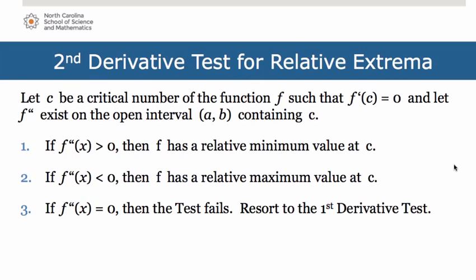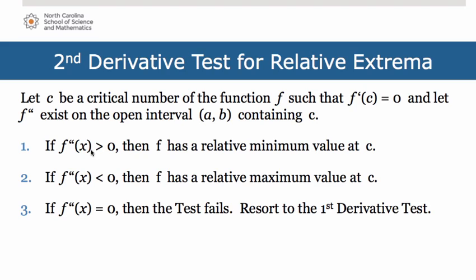That brings us to the statement of the second derivative test for relative extrema. Let c be a critical number of the function f such that f prime of c equals 0, and let the second derivative of f exist on the open interval from a to b containing c. If the second derivative is greater than 0, then f will have a relative minimum value at c. If the second derivative is less than 0, then f has a relative maximum value at c. If the second derivative equals 0, then the test fails, and you must resort to the first derivative test instead.